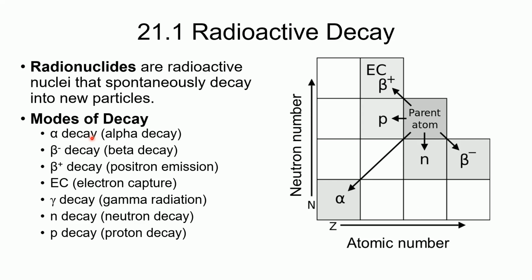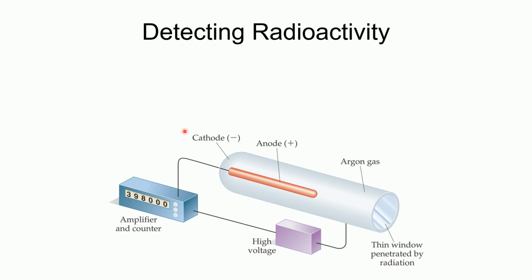So we're going to start with alpha decay. Oh, before we start with alpha decay, we're going to talk about how it is that we measure radioactivity, how it is that we measure these decays.